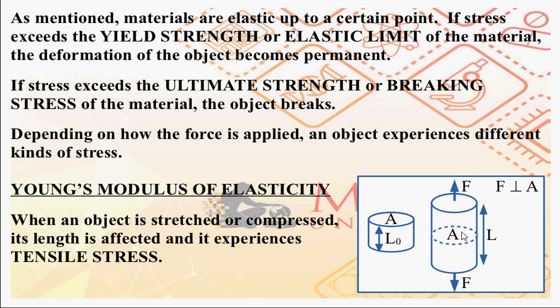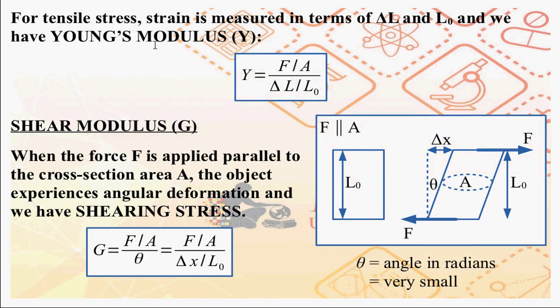The object will stretch. From initial length, it will have final length L. And of course, change in length is just final length minus initial length. So you have length deformation, and the force applied perpendicular to the cross-section area is tensile stress. For tensile stress, the strain is measured in terms of delta L and L0.